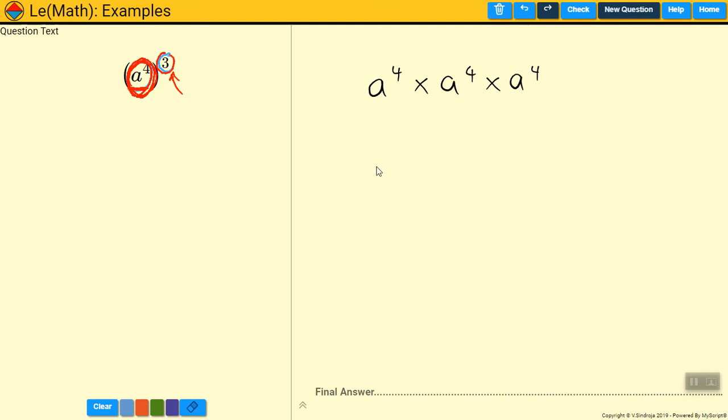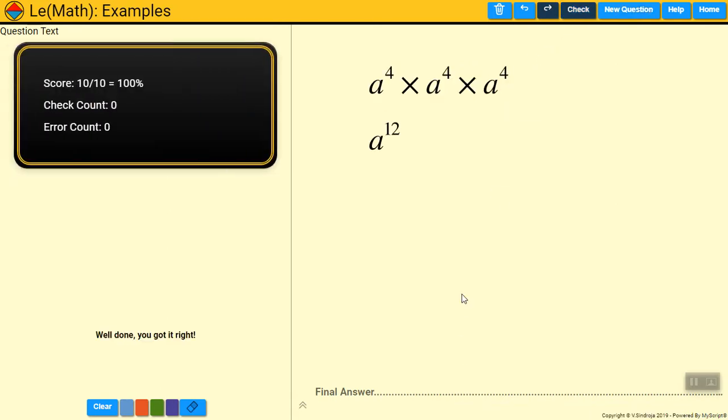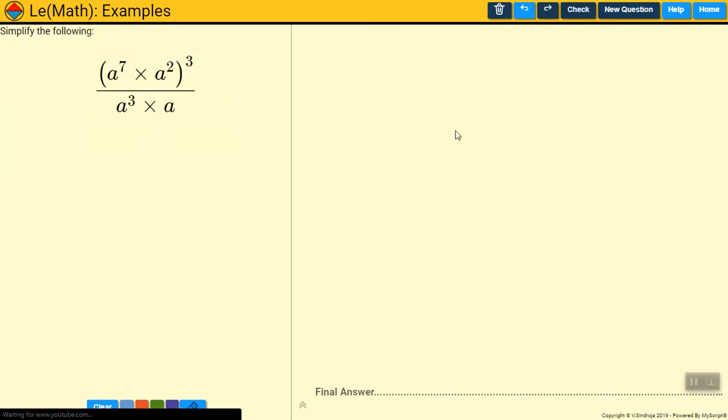But what does rule number 1 say? Rule number 1 says if you're multiplying things, you add the powers together. So what we're going to do is add the powers. But 4 add 4 add 4 is 12. And that is the answer. We've simplified it. So rule number 3 is you multiply the powers when you have brackets. Now let's look at a combination of all those.